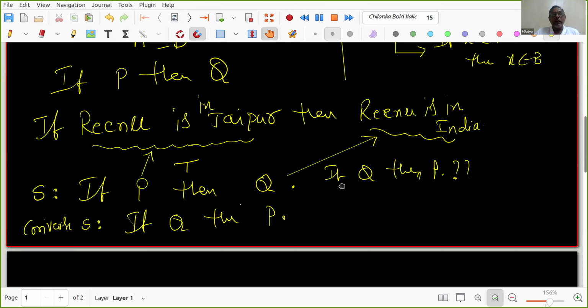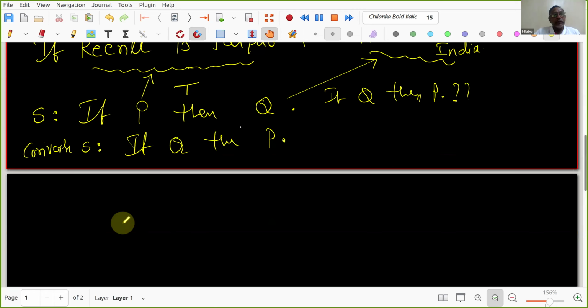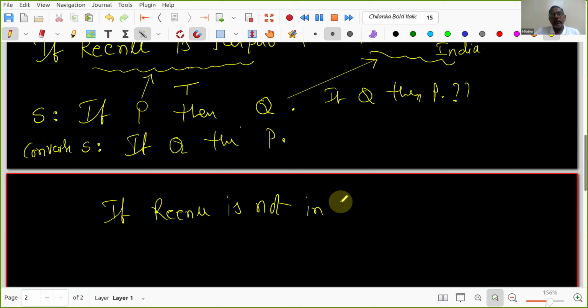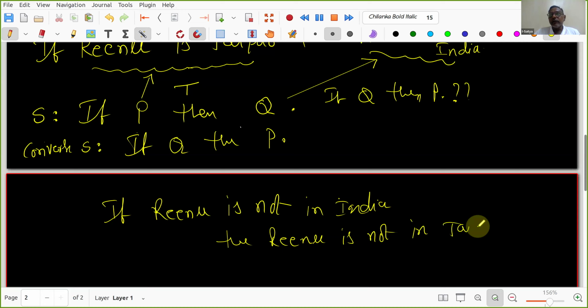But what happens if I ask this question? If Renu is not in India, then Renu is not in Jaipur. Can you tick now? Is it true? If Renu is not in India, then Renu is not in Jaipur. Do you agree with this? Is it a true statement? Is it true or not?